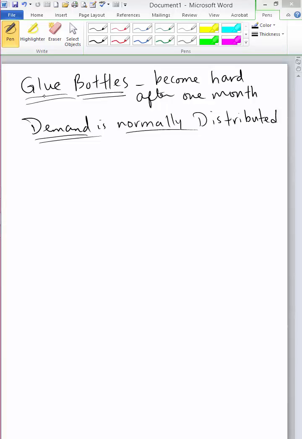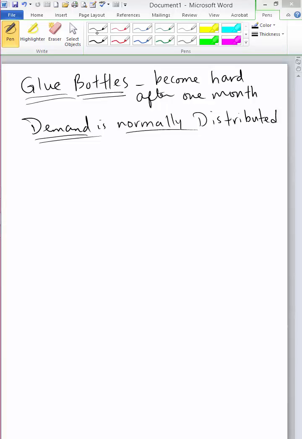It's a hardware store, and they're selling glue bottles. The glue bottles become hard after 1 month that they sit on the shelves, and so they cannot sell it anymore at the end of the month. So this makes this a single period inventory problem, and we must apply marginal analysis.